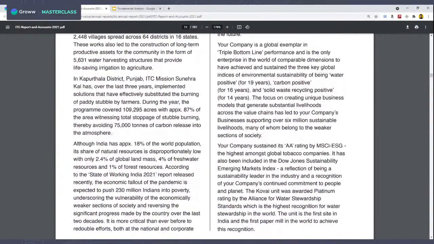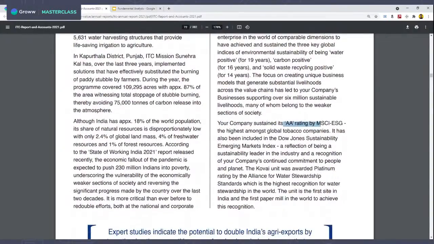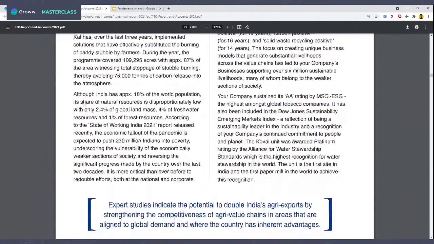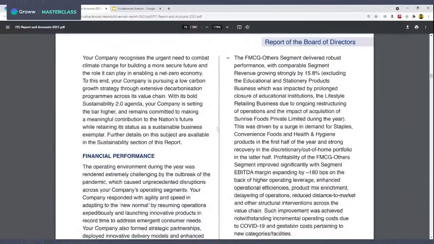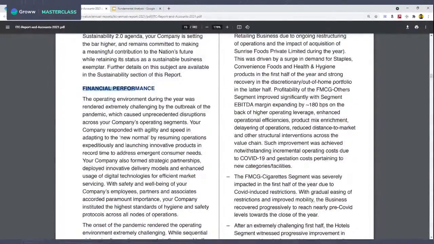Now, if you look here, they're also talking about how the company has sustained a good credit rating, double A rating, right? And it is also one of the highest among the global tobacco companies in the world. They're doing really well. Apart from talking about what their company is doing, they also talk about the financial performance. They give you a proper explanation of what has happened in the financial performance.